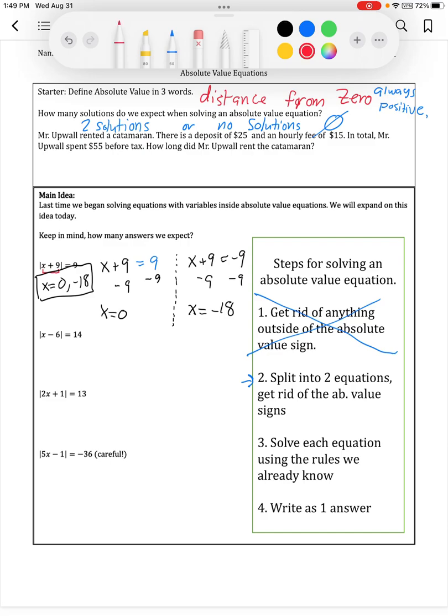We can go ahead and check our work as well. This is not necessary, but it is helpful to see. 0 plus 9 is equal to the absolute value of 9. 0 plus 9 is 9. Absolute value is going to be 9. Same thing for negative 18. Negative 18 plus 9 becomes negative 9, which if you take the absolute value of that becomes 9.